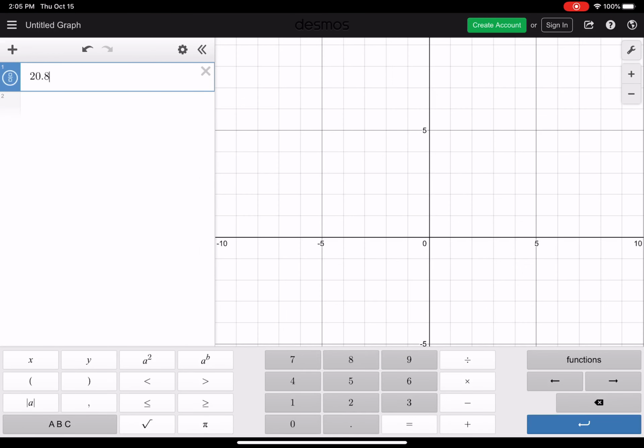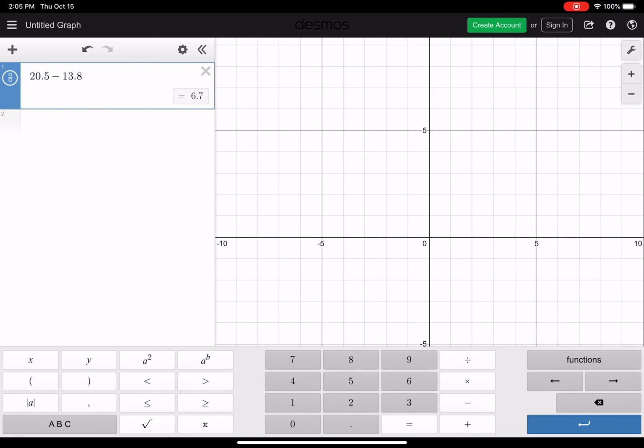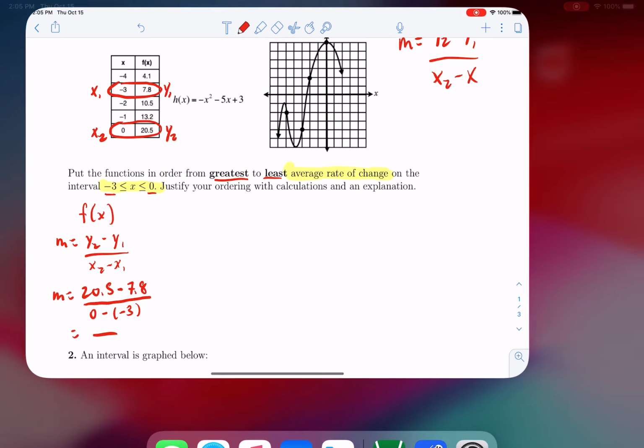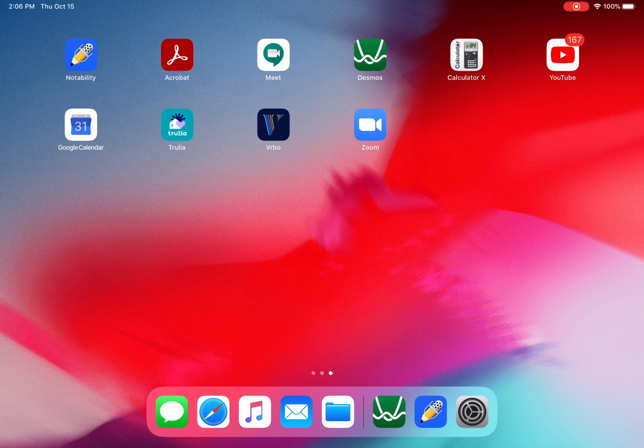All right, so that's 20.5 minus 13.8. We get 6.7. Oh, sorry. Minus 7.8. Okay, you got to be careful. Okay, it's 12.7. Great. So 12.7 in my numerator. 0 take away -3 is just going to be +3. So now if I divide 12.7 divided by 3, go back to Desmos.